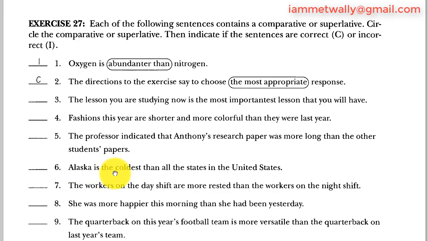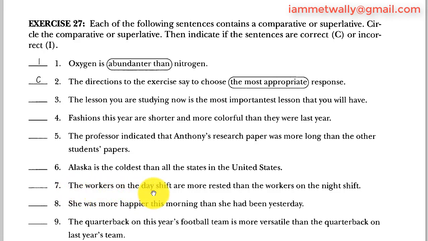Number 6. Alaska is the coldest than all the states in the United States. Alaska is the subject, is the verb. The coldest than, it should be a superlative, but with the superlative you don't use than. Than comes with the comparative and the coldest is a superlative, so they don't match. So it should be Alaska is the coldest state in the United States, or Alaska is the coldest of all the states in the United States. Or I say Alaska is colder than all the states in the United States. So either make it all comparative or make it superlative. So 6 is incorrect.